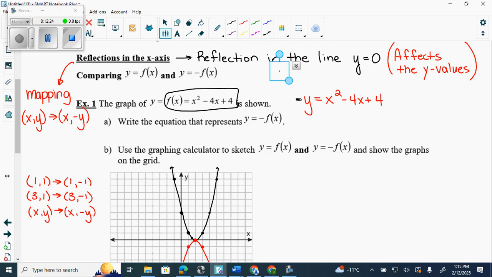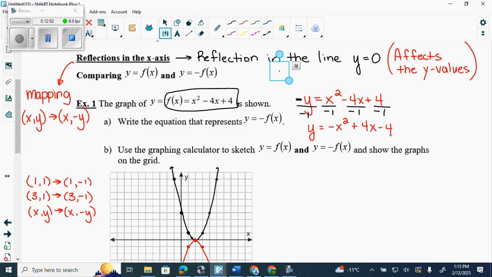We could either add the y over and move everything over to this side, correct? We could do that. That's absolutely true. Or what could we do? Divide by negative 1 every term. So we would divide this by negative 1, this by negative 1, this by negative 1, this by negative 1. So we get y equals negative x squared plus 4x minus 4.